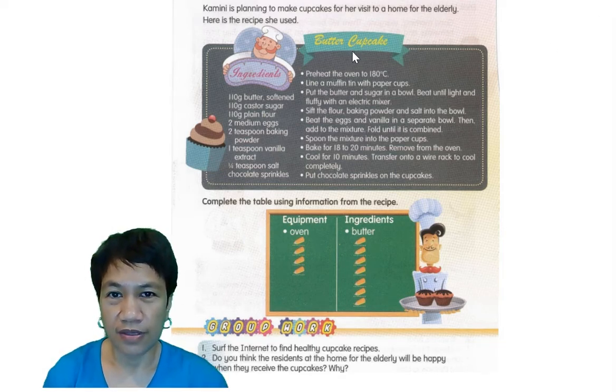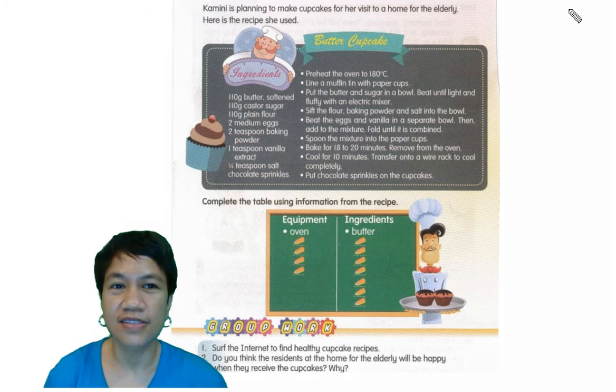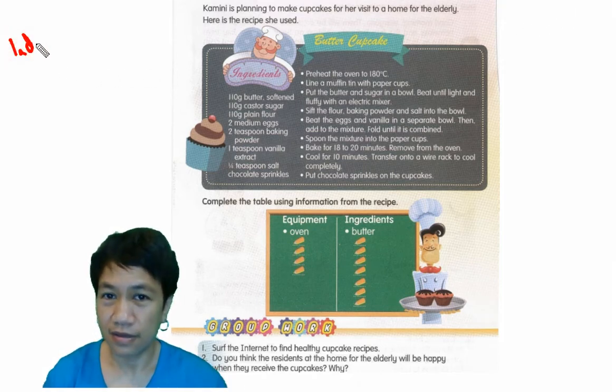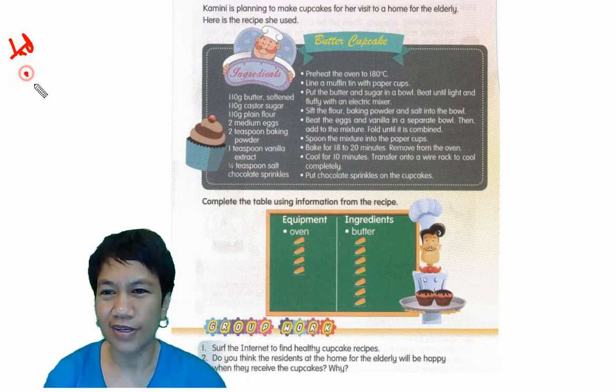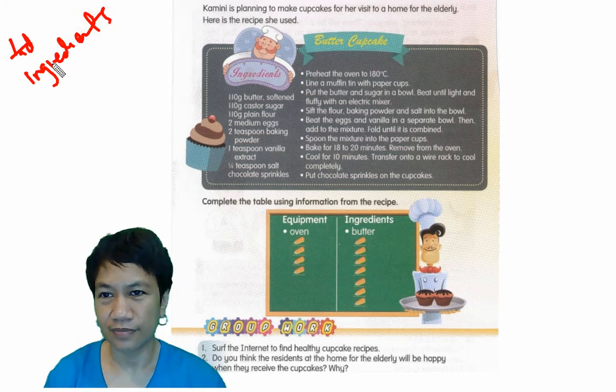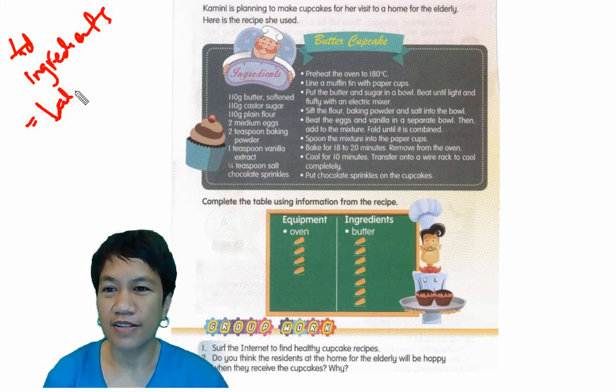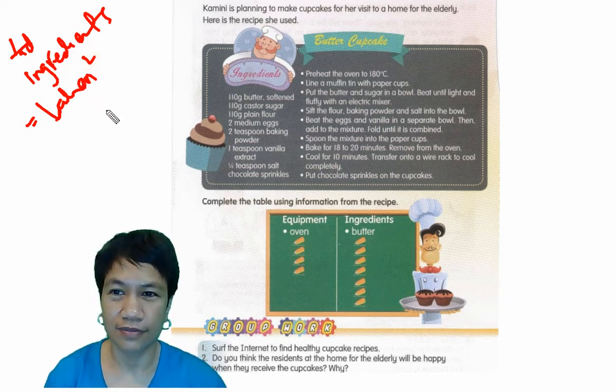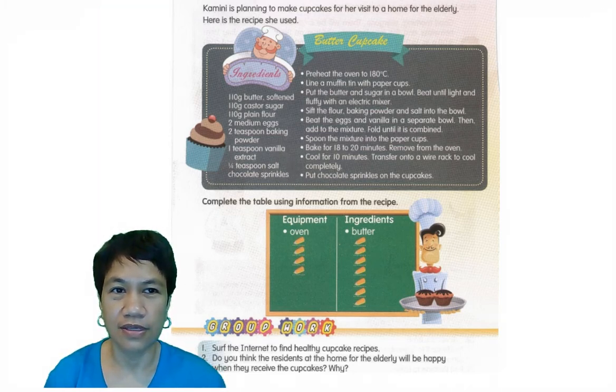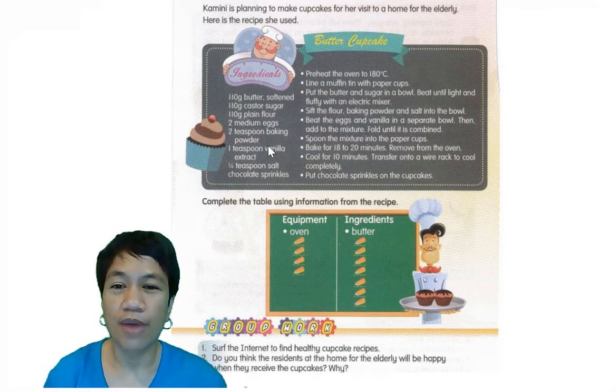So she's making butter cupcake. Have not eaten that before. So here are the ingredients. Ingredients means bahan-bahan. Okay, bahan-bahan yang diperlukan. So the ingredients needed are here: butter, castor sugar, plain flour, eggs, baking powder, vanilla extract, salt, and chocolate sprinkles. Okay, that's the ingredients. Itu adalah bahan-bahan.